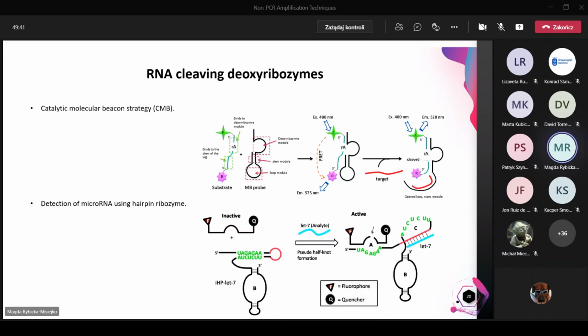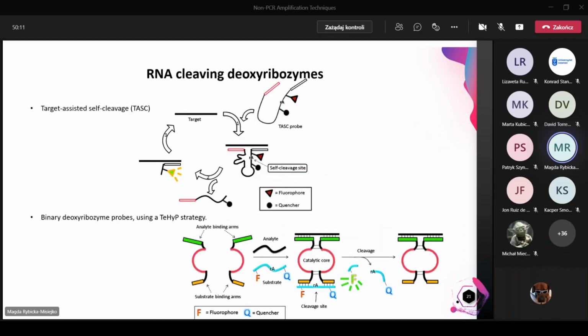Detection of microRNA using hairpin ribozyme. Here, domain C is the binding site for the target microRNA, so the LED7. In the presence of this LED7, the hairpin ribozyme is opened up and the probe substrate is cleaved.